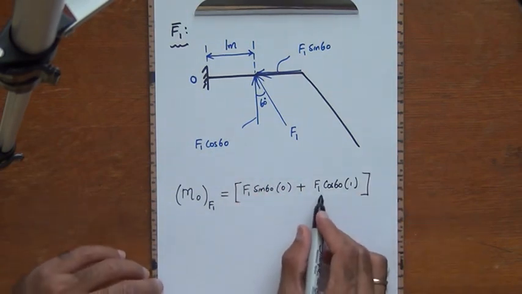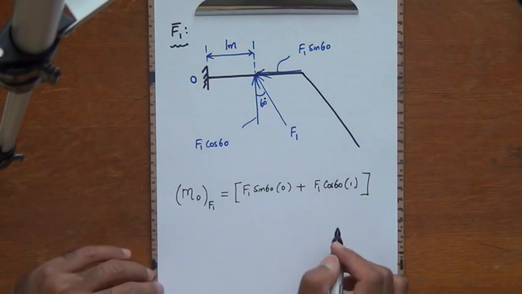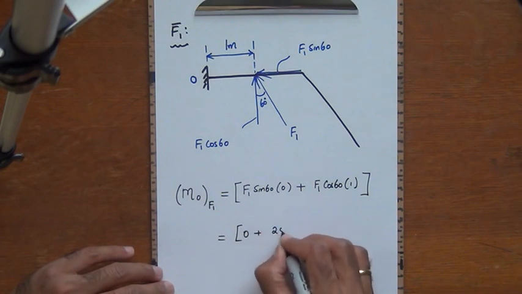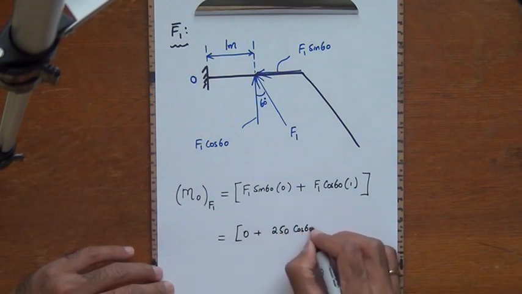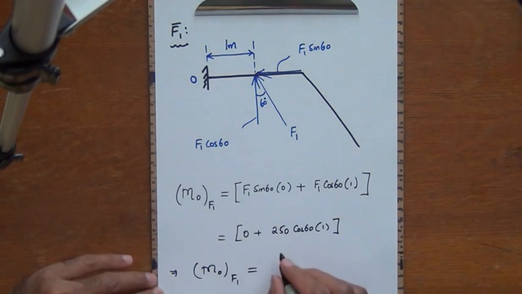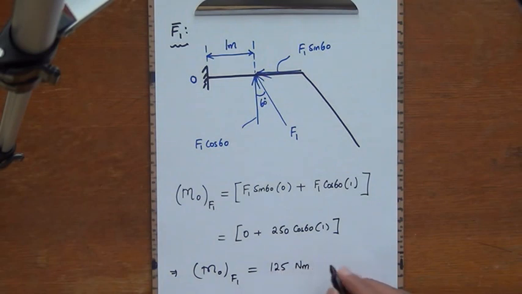Right? And F1 is 250 newtons, cosine 60 is a half, so this is going to be 0 plus 250 times cosine 60 times the distance of 1, or the moment about the point O due to the force F1 is going to be 125 Newton meters. And look at the sense of the moment. This is going to be in the counterclockwise sense, right? Or this is going to be CCW. It is enough if we either draw this small circular arrow here or write CCW.